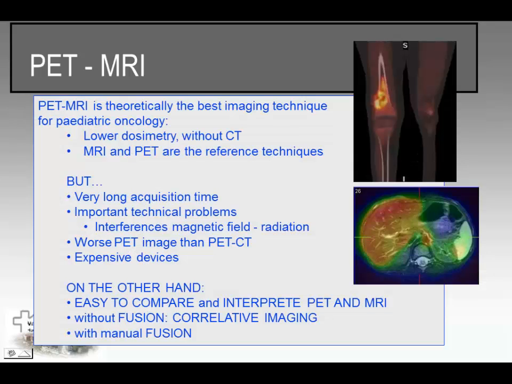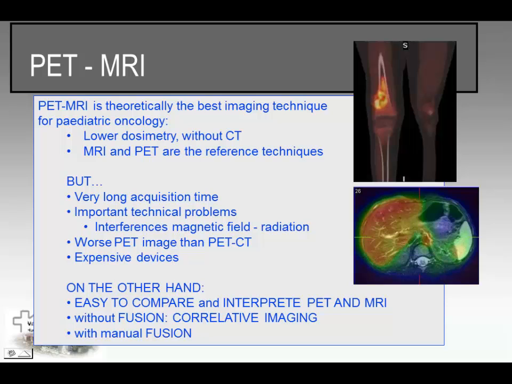And some words about PET-MRI. PET-MRI is theoretically the best imaging technique for pediatric oncology due to the lower dosimetry without CT, and because MRI and PET are the reference techniques. But as mentioned before, PET-MRI has a very, very long acquisition time with important technical problems like interferences within the magnetic field and the radiation. And in fact, the PET image is worse in PET-MRI than in PET-CT. And also the cost of these devices is very important.